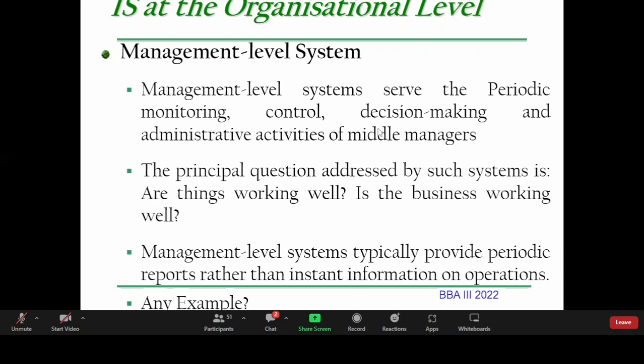Is the business working well? If you ask yourself such a question of, are things working well, or is the business working well, you're automatically pushing yourself into the question of monitoring, the question of control, and the question of management. Management level systems typically provide periodic reports rather than instant information on operations.